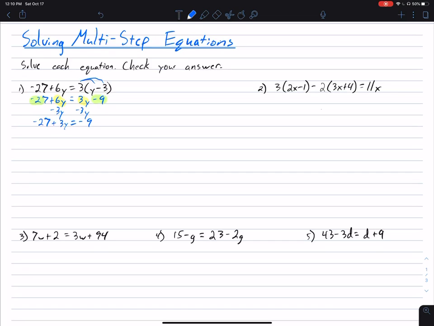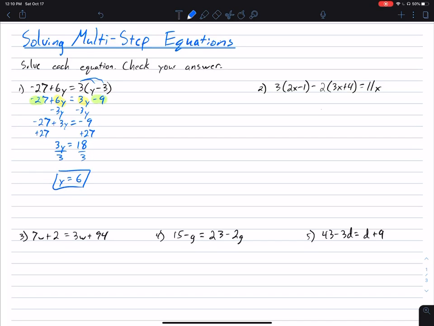Now from here, I'm going to get my constants to the same side, so I'm going to add 27, and I'm left with 3y. Negative 9 plus 27, again, be careful with your signs, is going to be 18. And then pretty easily, I'll just divide both sides by 3, and I get y equals 6. Now, you should take that 6 and plug it back into the original problem and make sure, especially because it does tell you to check your answers, but I'm being a little lazy here and skipping that part.